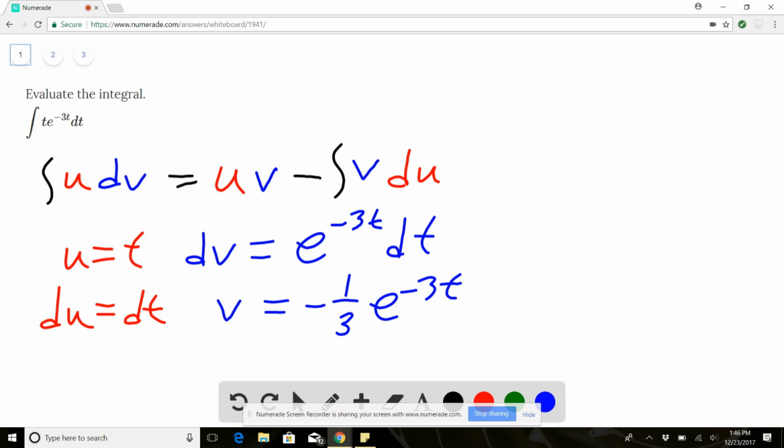So in this case, it's easy to see that u equals t and dv equals e to the negative 3t dt. I say easy because I've done this so many times. It comes with experience. du would then be equal to dt. v is equal to e to the negative 1.